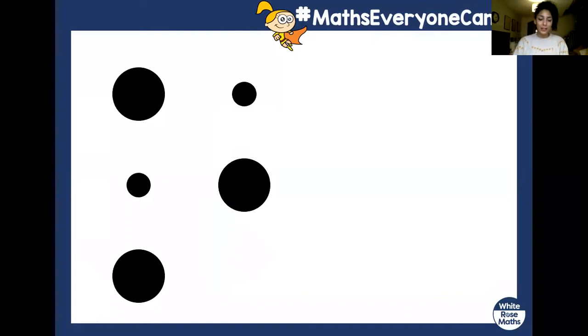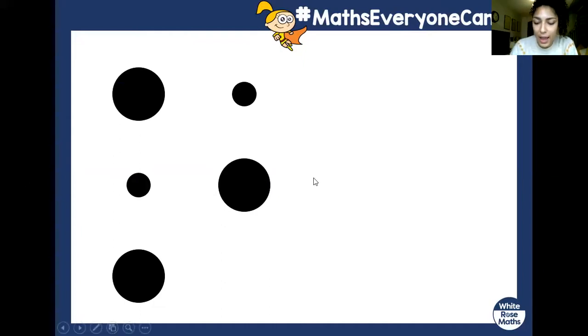Now, how many spots do you see all together now? There's more than last time. Have a count. That's right, there's 5 spots all together. How many big spots? There's 3 big spots and 2 small spots, because 3 and 2 make 5.